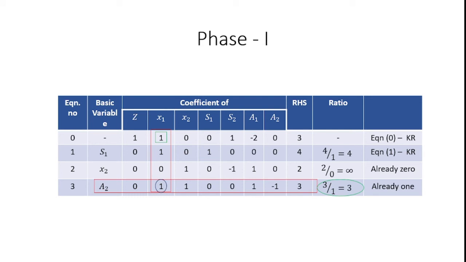If I compare all the values with each other, what is the least positive number? Yes, 1. The first cell value I consider. Under x1 there is 1 available, so I pick this column as the key column. After that, I can identify the key row. For that, I find the ratio. How do I find the ratio? As I already said, the RHS value divided by the corresponding column value. Here I get 4 divided by 1 is equal to 4, and then 2 divided by 0 is equal to infinity, and 3 by 1 is equal to 3.